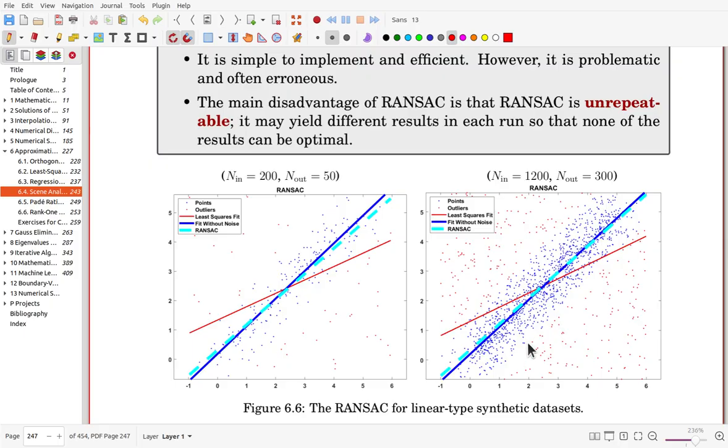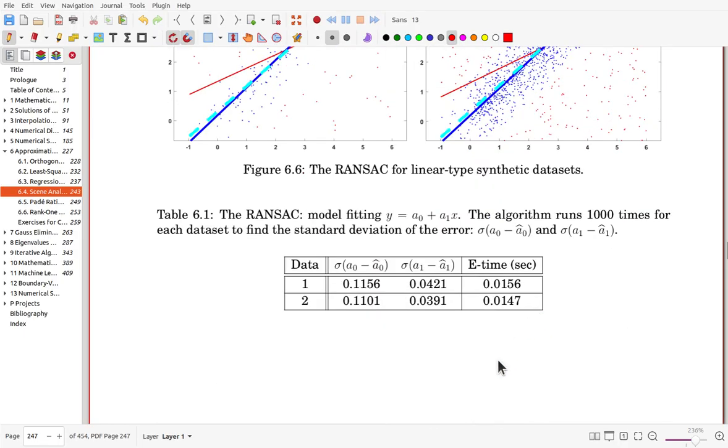For a larger set, the same thing happens. Here, I ran RANSAC 1,000 times for this data set and that one. For the model A0, A1, from the 1,000 results, I measured the mean and standard deviation for each. A large standard deviation means that it is oscillatory. Each run produces a different solution, right? Okay, here.